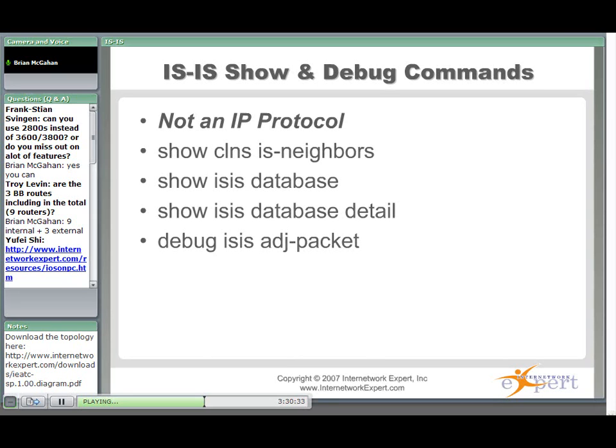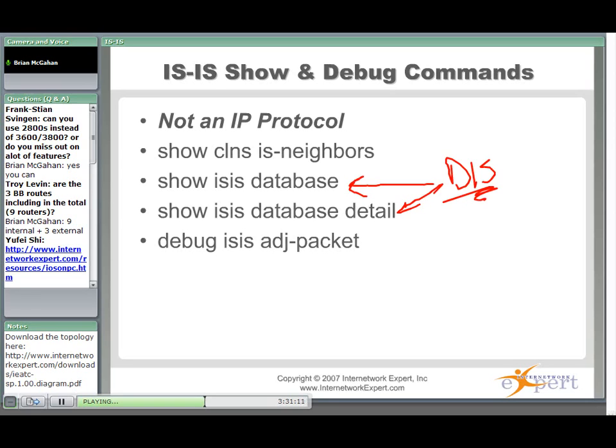Okay, so when we're looking at the show commands for IS-IS, you need to keep in mind again that it is not an IP protocol, so the show commands are going to be subcommands of CLNS show commands and IS-IS show commands. So when we go to check the adjacency status, we're going to look at the show CLNS IS neighbors or show IS neighbor output. Like we can check the OSPF database, we could say show IS-IS database or the detail to see what LSAs we're learning from which specific devices. This would also tell us who is going to be the designated intermediate system on a particular segment.